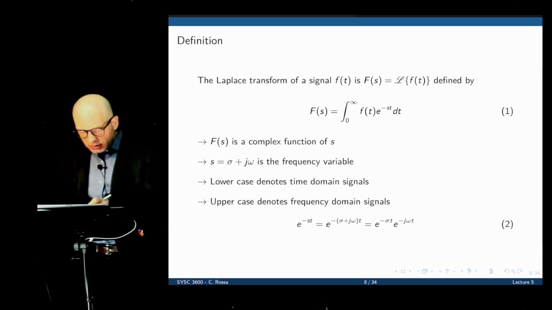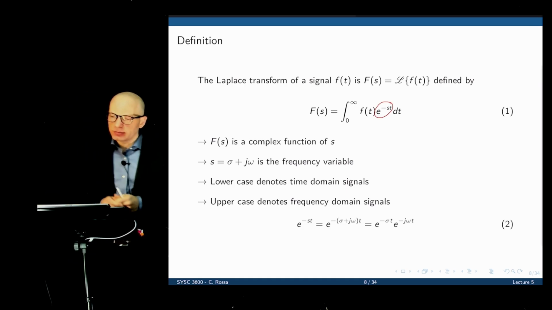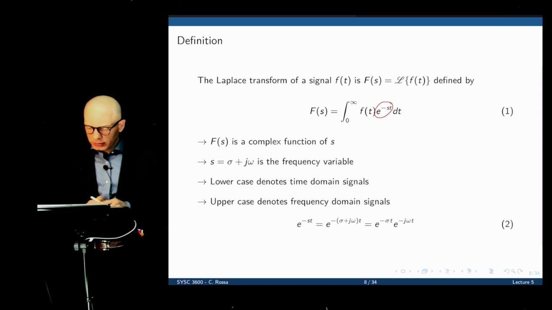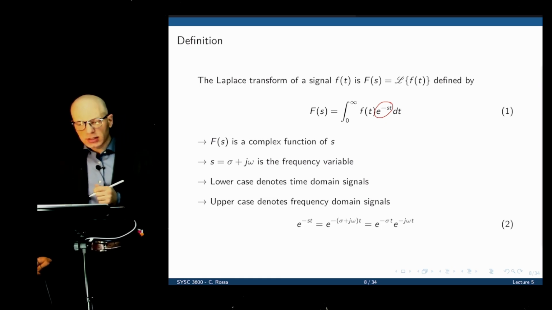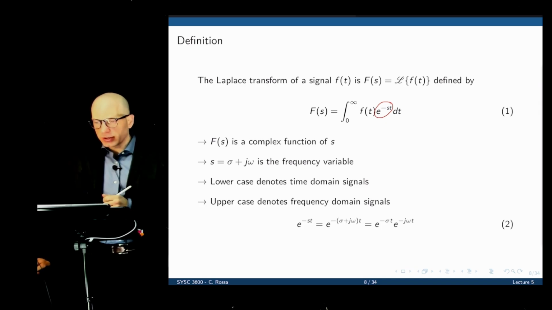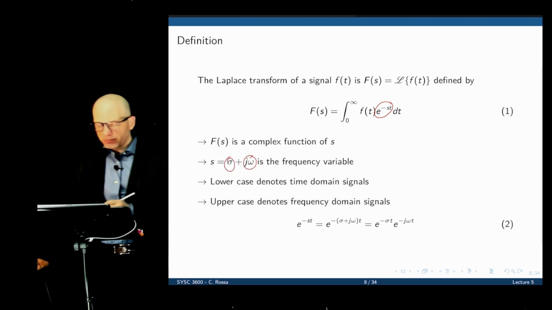Now, what does this element here mean? We are taking the function of interest, multiplying that by exponential of minus st, taking the integral of it. What exactly are we doing? Well, that's the focus of lecture 6 once again. But as a brief introduction here, we can say that this variable s is a complex variable, and this complex variable has two components. One that is real and one that is imaginary.